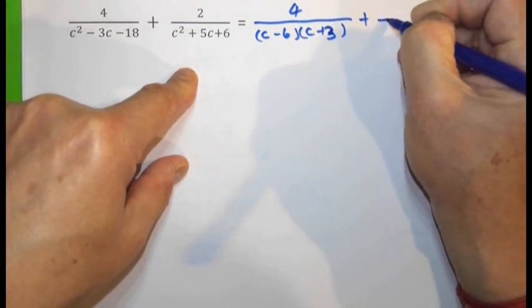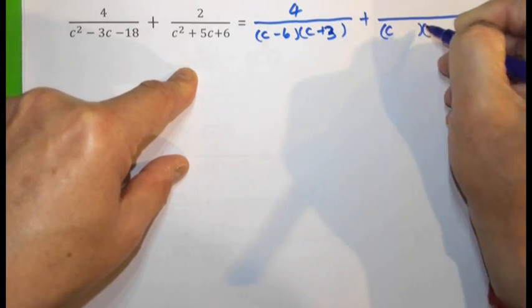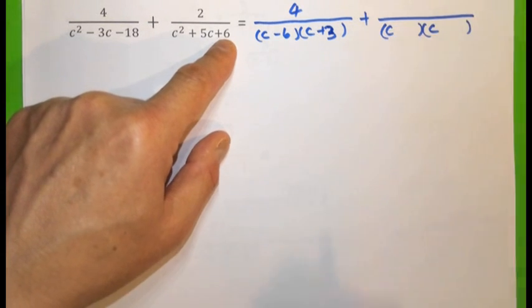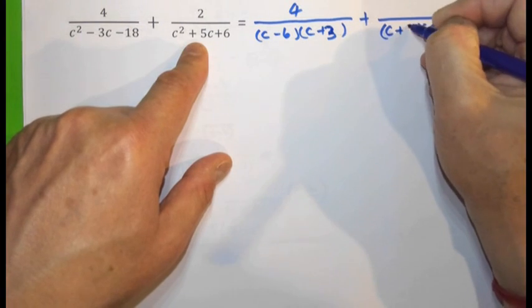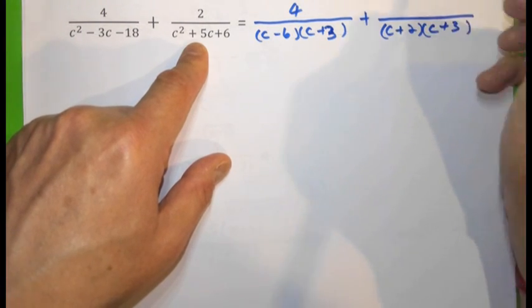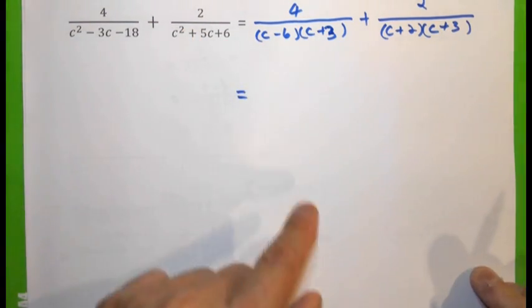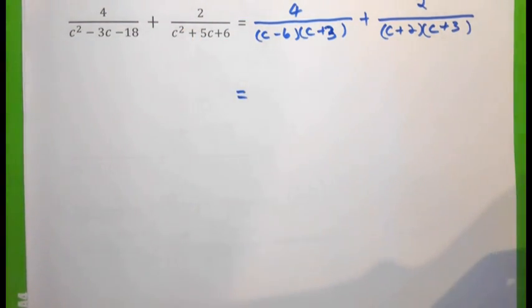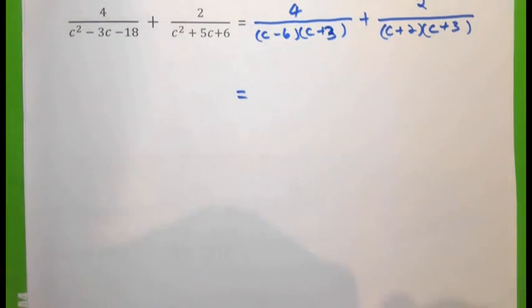What about this one? What is it? 2 times 3 gives you 6 and 2 plus 3 gives you 5. So it's c plus 2 and c plus 3, and that's 2 on top. Now again, let's look at the common denominator. What would the common denominator be? c minus 6, c plus 3, and c plus 2.